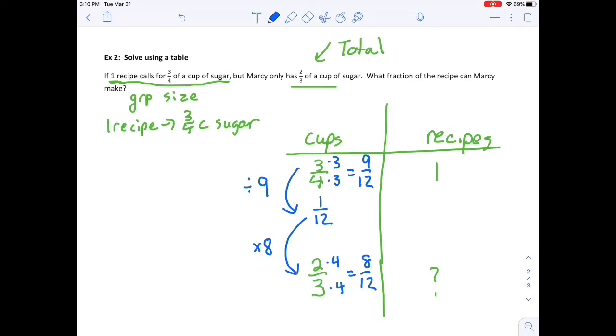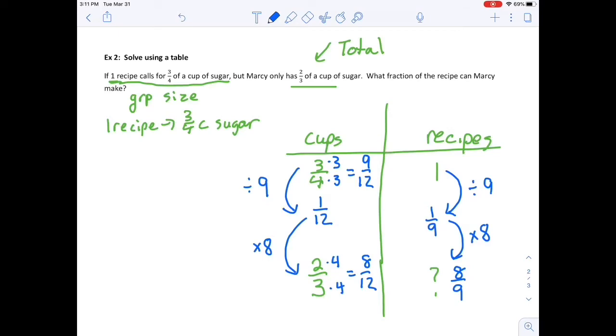So over here, to keep the same proportion, we're going to divide by 9. So this means 1/9 of a recipe uses 1/12 of a cup. And then we're going to scale up by 8. And so our answer is going to be 8/9. If she has 2/3 of a cup of sugar, she can make 8/9 of a recipe.